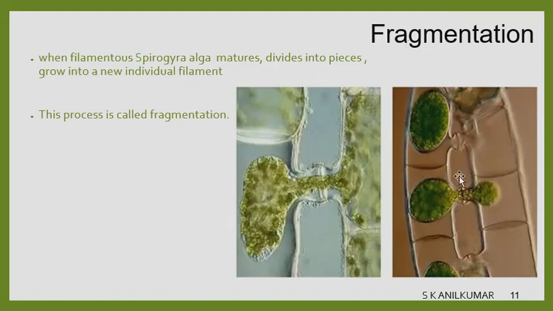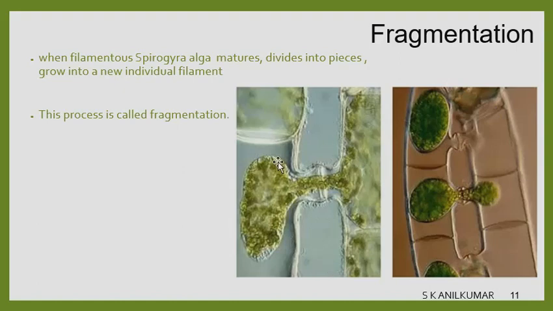Next is fragmentation. One portion is getting cut off. This portion expands and then it gets cut off, fragments. See, this expands and then this gets cut off. When filamentous Spirogyra, which is an alga, matures, it divides into pieces. Filamentous means in the form of a filament. Divides into pieces means it gets fragmented. So the filamentous Spirogyra alga matures and divides into fragments.